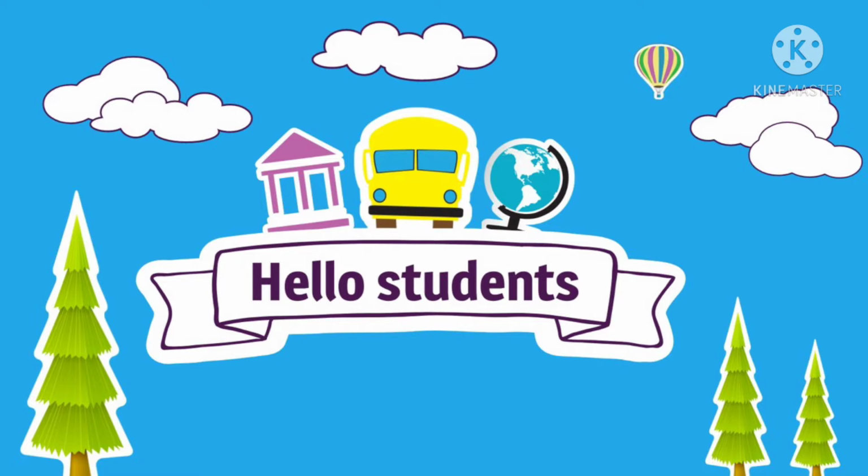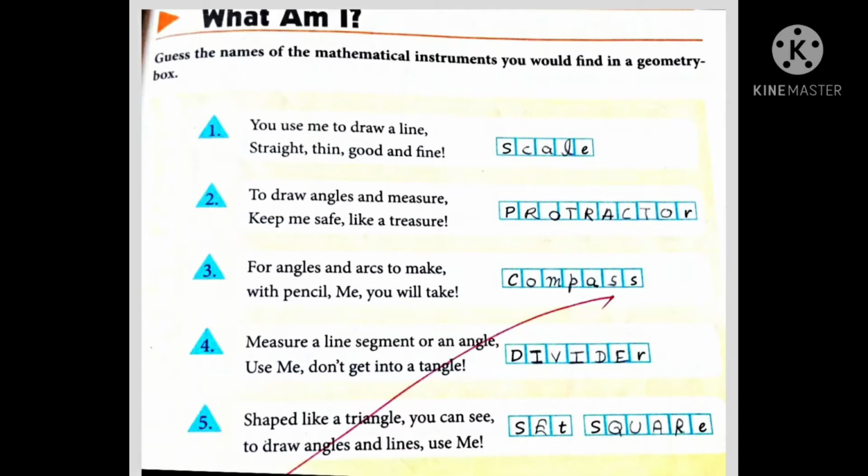We are going to proceed with pages 47, 49 and 58 today. Open your book on the page number 47 first. Page number 47. What am I? मैं कौन हूँ? So, guess the names of mathematical instruments you would find in your geometry box.